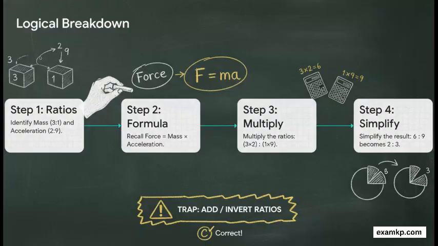Okay, let's break this down. It's actually much simpler than it looks. You know the formula. F equals ma. Force equals mass times acceleration. So, all we have to do is multiply the ratios. For the first body, it's mass ratio 3 times acceleration ratio 2. That's 6. For the second body, it's mass ratio 1 times acceleration ratio 9. That's 9. So our new ratio is 6:9. Just simplify that, divide both by 3, and you get 2:3. Boom, option C. The trap JAMB set here is hoping you'll add or mix up the ratios. Never, ever fall for that.